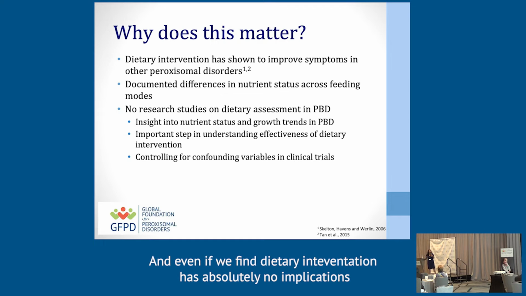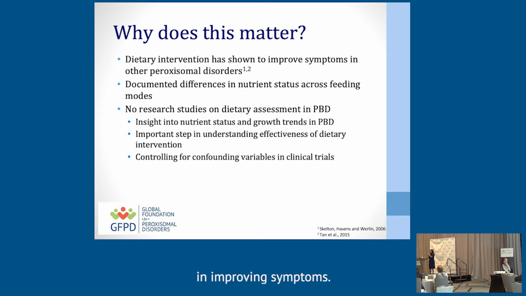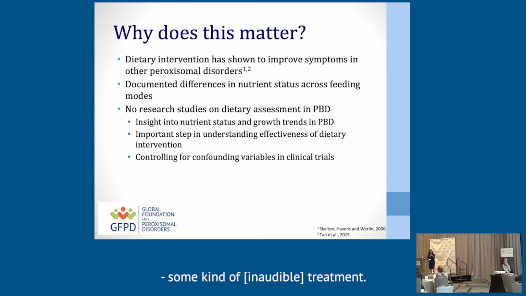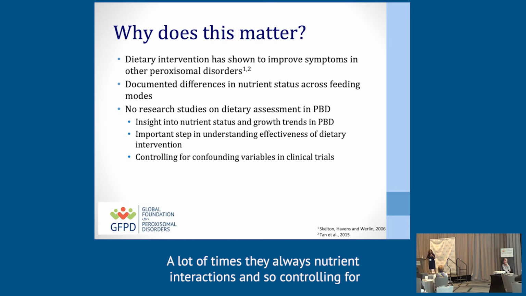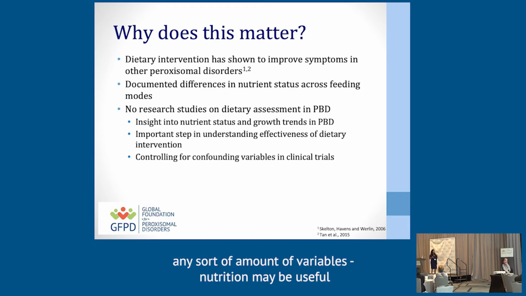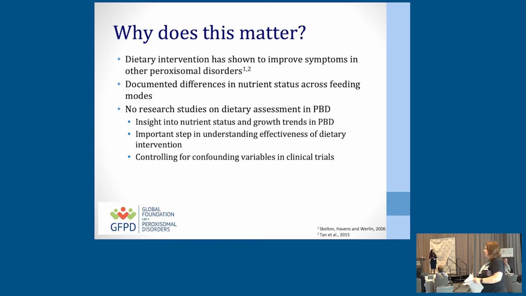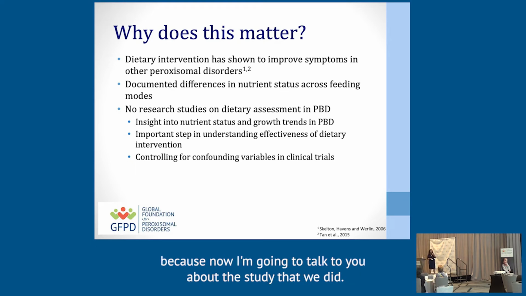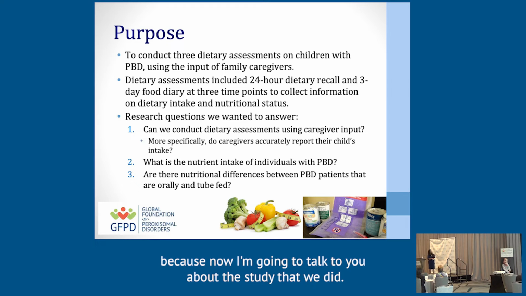And even if we find a dietary intervention has absolutely no implication in improving symptoms, it's very clear that if we were to find some sort of pharmacological treatment, a lot of times there's always risk of nutrient interactions. And so controlling for confounding variables like nutrition may be useful as a side thing in clinical trials. So hopefully I've convinced you that it's important to do a study like this, because now I'm going to talk to you about the study that we did.